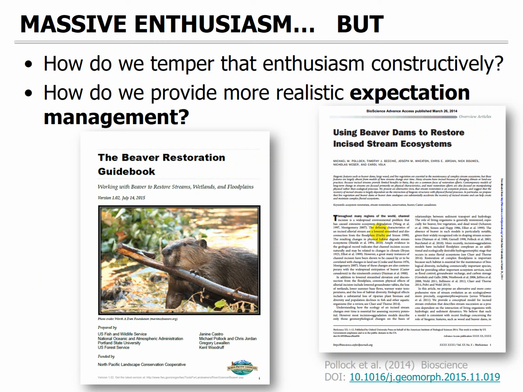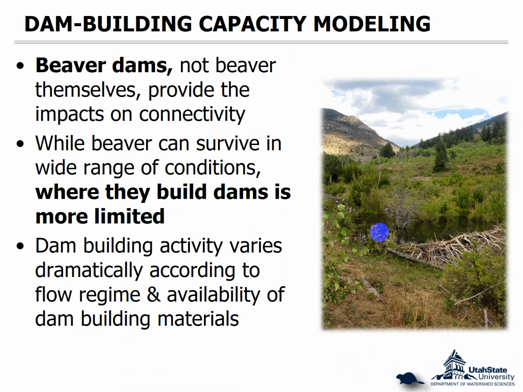Some of that expectation management is coming out, but we would argue that we need to have a better handle on where it is beaver might build dams, because that's really what we're interested in. It's the dams, not the beaver themselves, that provide impacts, particularly on the connectivity of water laterally, longitudinally, etc. And so while beaver can survive in a huge range of conditions, because they are such a generalist and they just need water and wood, where they build dams is more limited, and where they can do that really varies according to flow regime and availability of dam building materials.